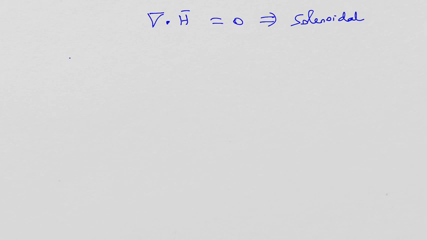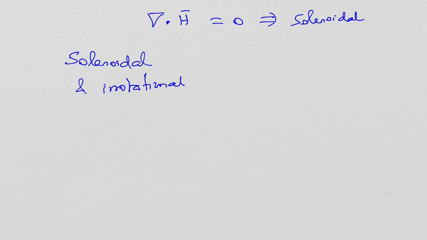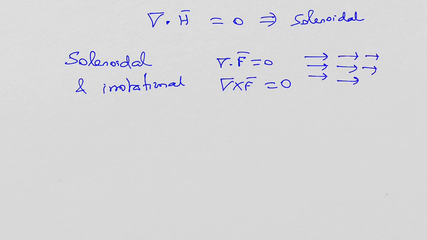See, there are varieties based on the results for del dot H and del cross H. Solenoidal and irrotational is one category. If del dot F is equal to 0, then it is called a solenoidal vector field. If del cross F is equal to 0, then F is said to be irrotational. The nature will be it has neither source nor sink. Simply it flows, enters and leaves. Typical nature.